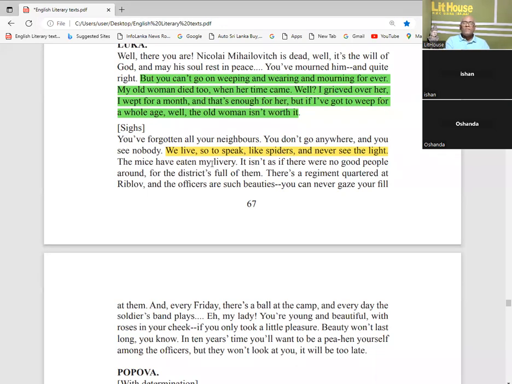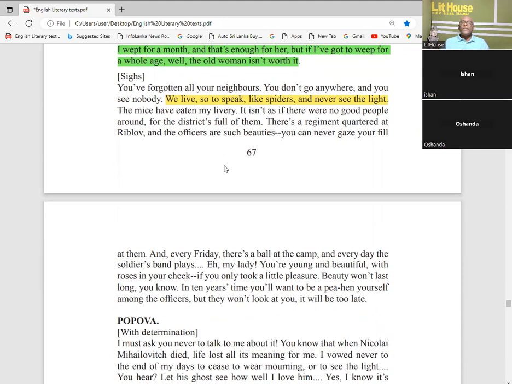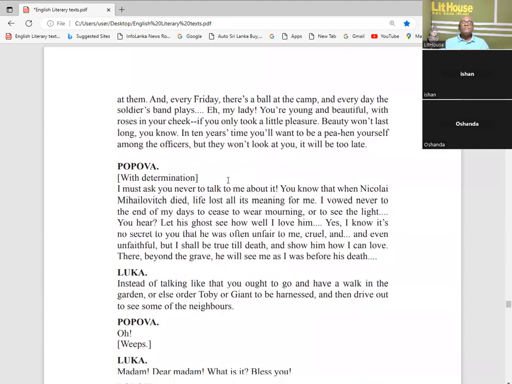There is a regiment quartered at the Riblow. At Riblow, there is a regiment, a whole army of young men. What does Luca imply? There are so many young men around you. Select one of them. Officers, such beauties, handsome officers. You can never get your fill of looking at them.